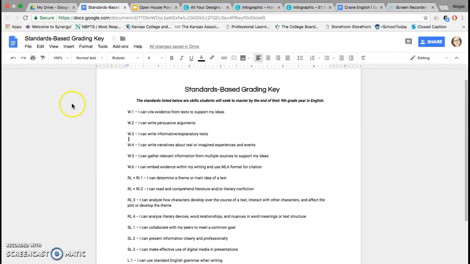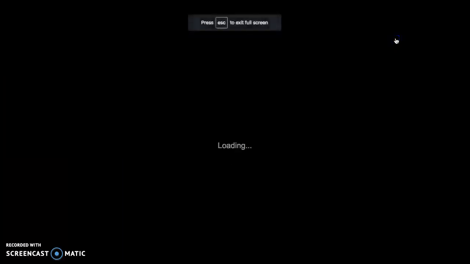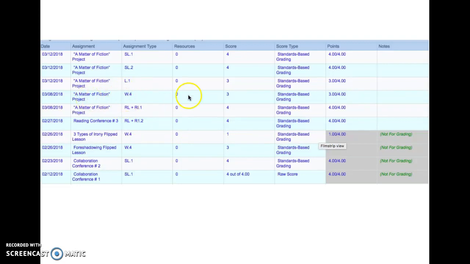This is where the standards-based grading key comes in handy. If we look at our key, W.4 refers to the skill I can write narratives about real or imagined experiences or events. This student was struggling with that in their homework assignments. However, they got lots of other practice in between, and when they were assessed on that same skill on their project, which actually affected their grade, they earned a 3.